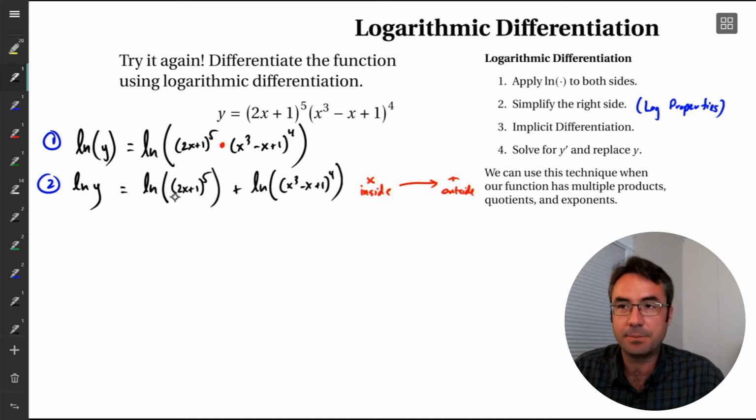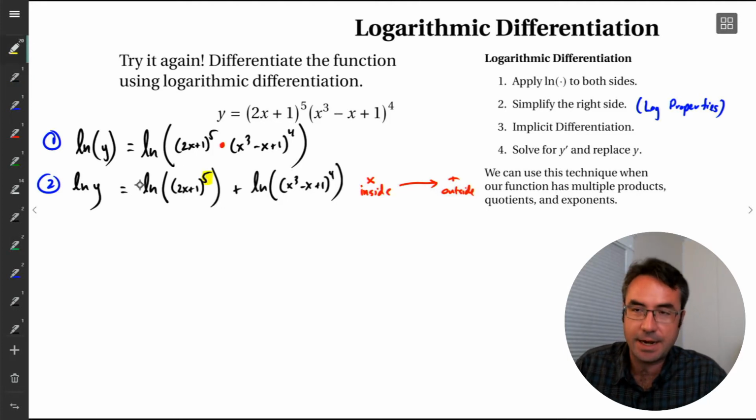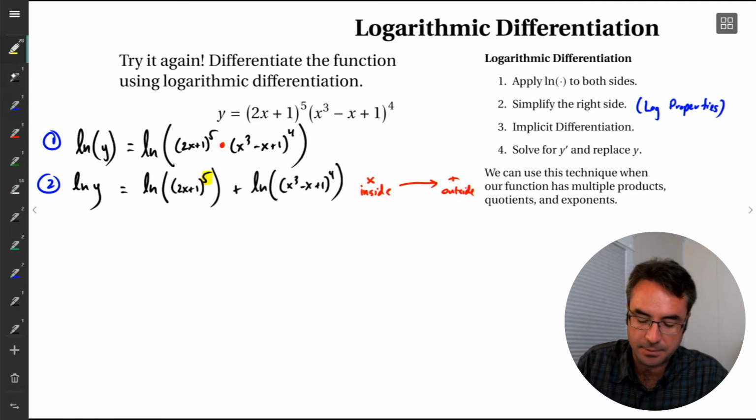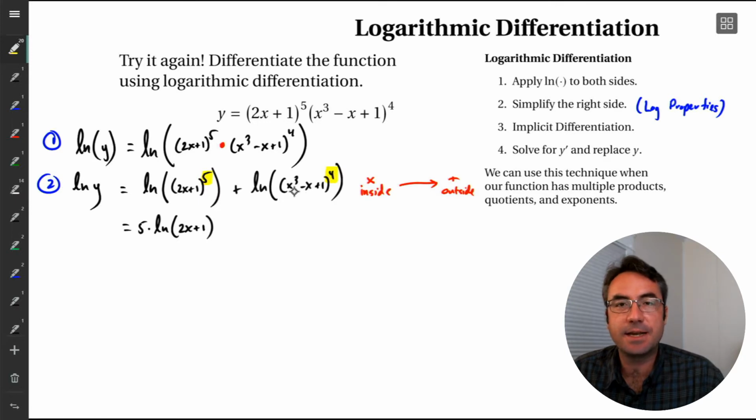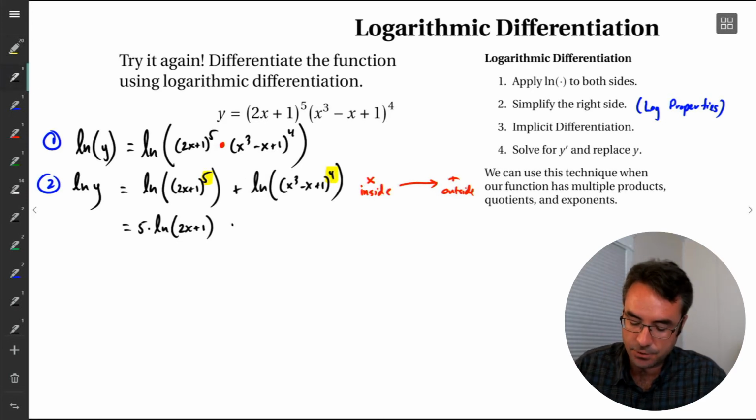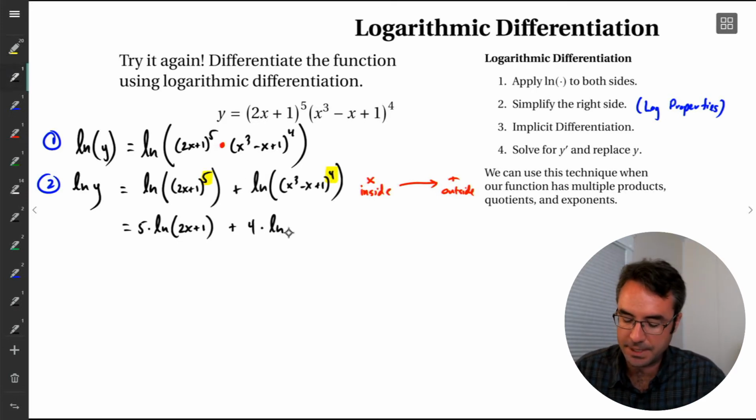And these exponents are being applied to everything inside the log function. So for this first one, it's 2x plus 1 all raised to the power 5. So I can take that exponent and bring it outside the log function, and it just becomes a constant multiple. So this becomes 5 times the natural log of 2x plus 1. And then same thing over here. Everything inside the log function is being raised to this power 4. So it's x cubed minus x plus 1 all raised to the power 4. So this exponent can come in front of the natural log there. So it becomes 4 times the natural log.